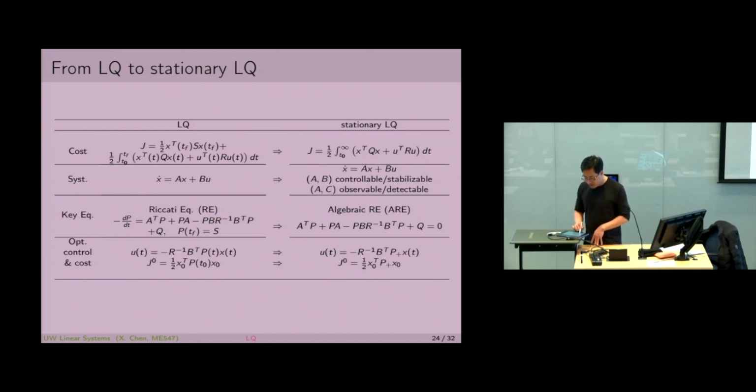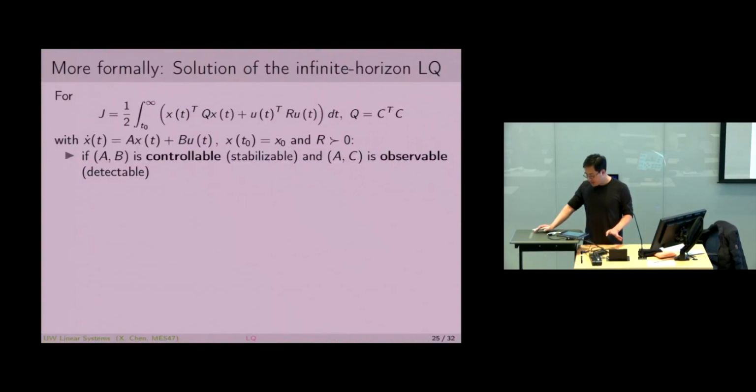And then the optimal control law in the LQ problem is time varying. In the stationary LQ problem it is time invariant. The optimal cost has the same structure. The infinite horizon LQ is actually good. It's not only well formulated, but also it has easy solutions in the end. The formal statement is as follows.